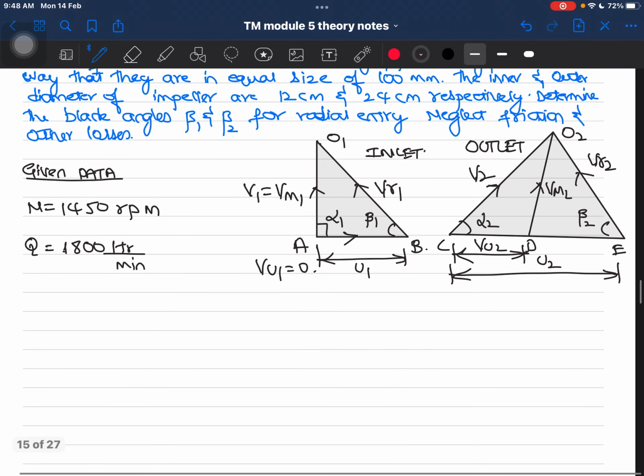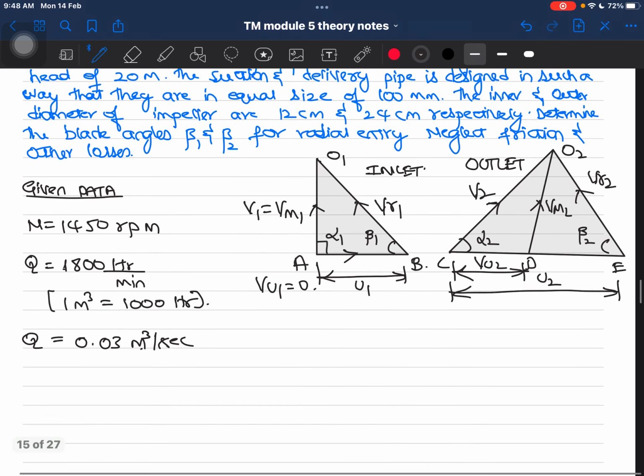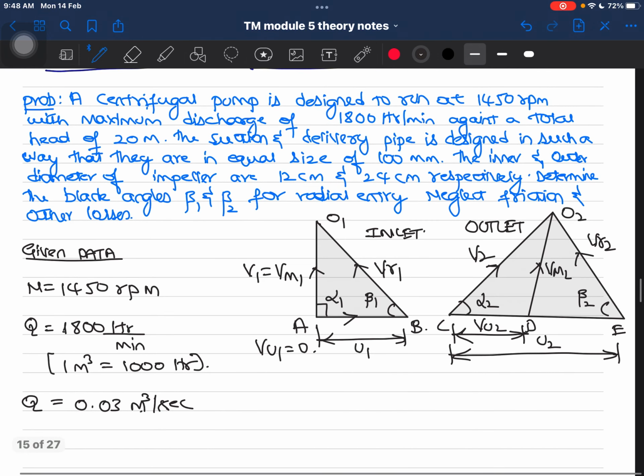So how are we going to do it? You know that 1 meter cube is equal to 1000 liters, and 1 minute equals 60 seconds. So if you convert it, it would be 0.03 meter cube per second. So immediately convert whenever the value of Q is given in something else. It has to be in meter cube per second.